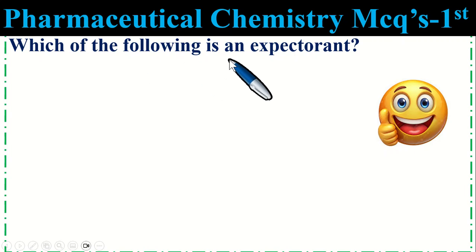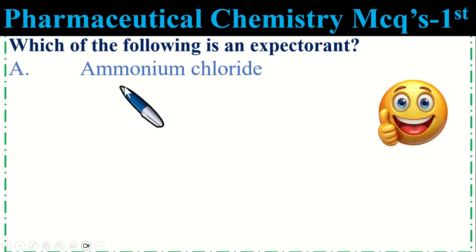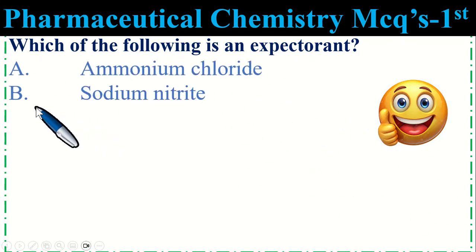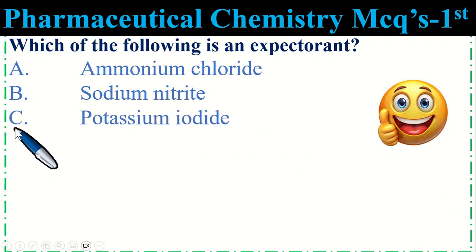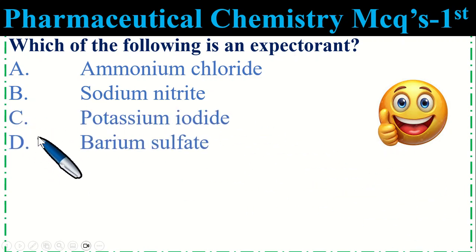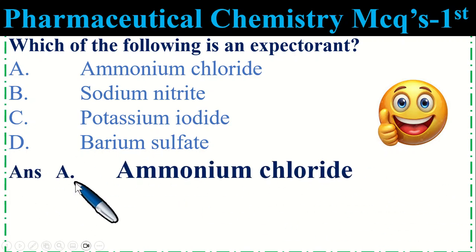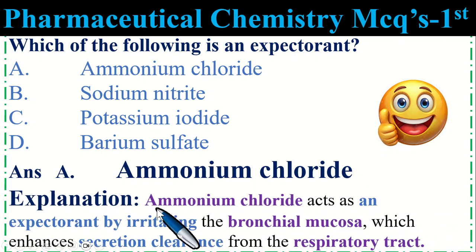Which of the following is an expectorant? Option A, ammonium chloride. B, sodium nitrite. Option C, potassium iodide. And option D, barium sulfate. So the correct option is A, ammonium chloride. Explanation: ammonium chloride acts as an expectorant by irritating the bronchial mucosa, which enhances secretion clearance from the respiratory tract.